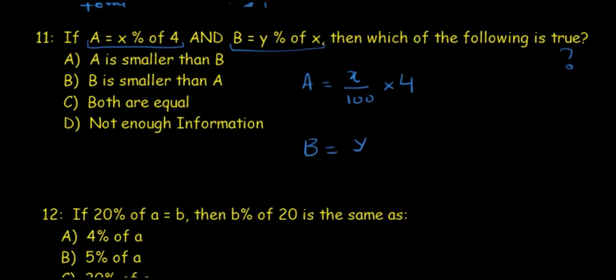B is y% of x. I think I made a mistake. This thing here has to be a y. It's not a 4. It has to be a y. X% of y, y% of x, that's how it goes.